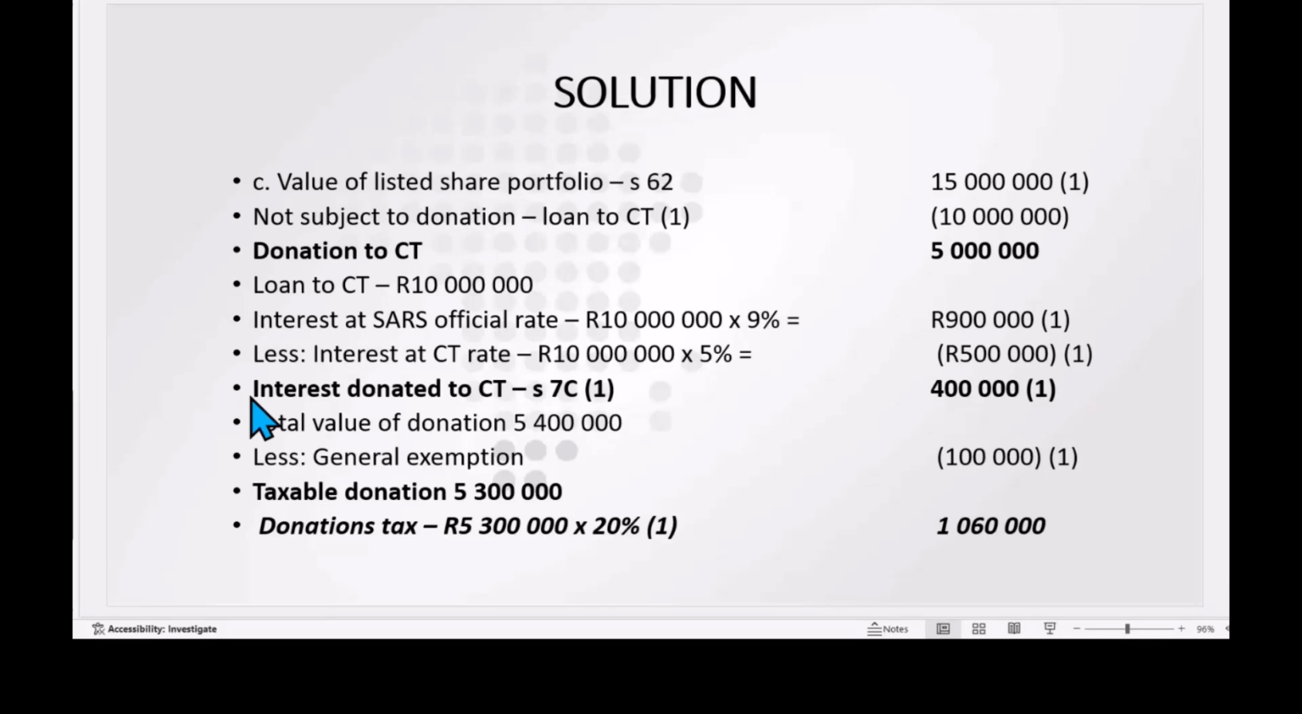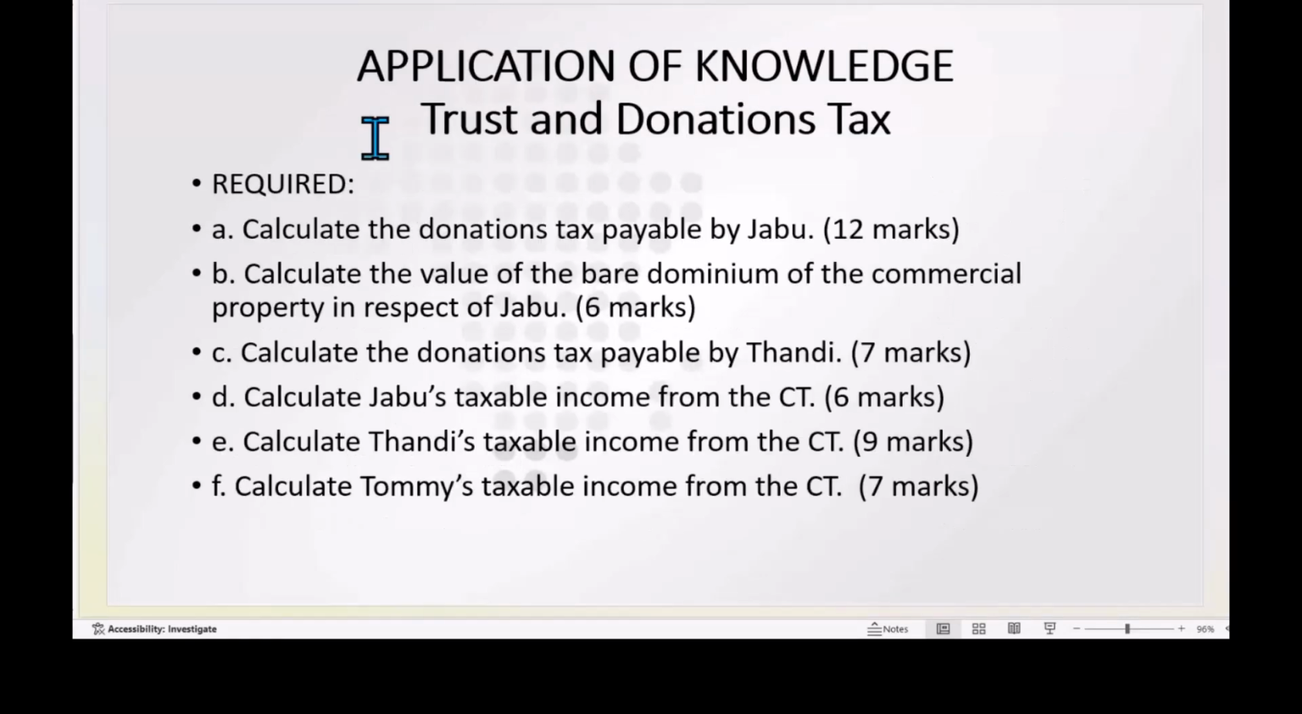So the total value of the donation was 5.4 million. Then less the general exemption that she would qualify for in terms of section 56(2)(b) of 100,000 rand. Then the donations that's taxable for her would then be 5.3 million. And then the donations tax that is payable on the 5.3 million was 1,060,000 rand. Okay. All right.